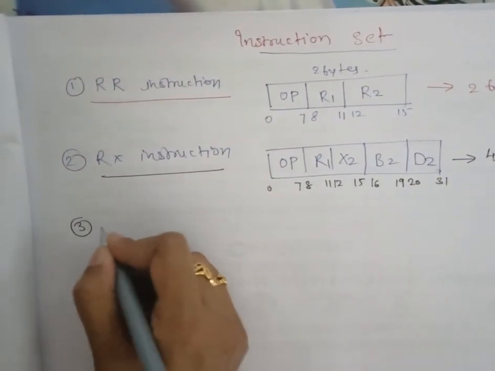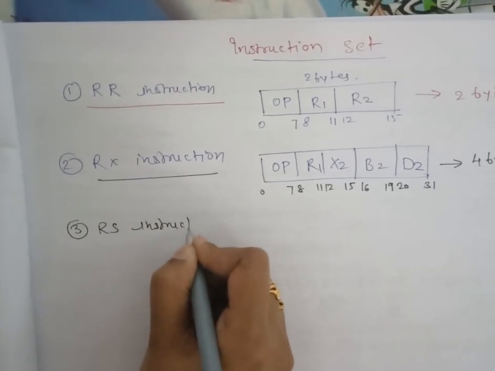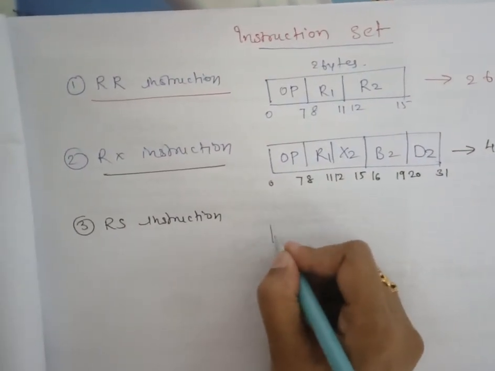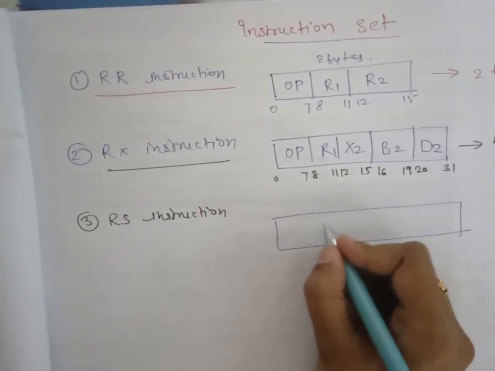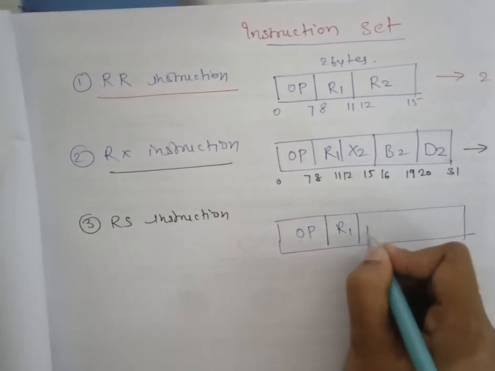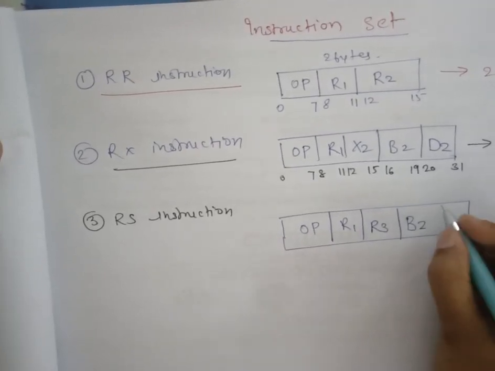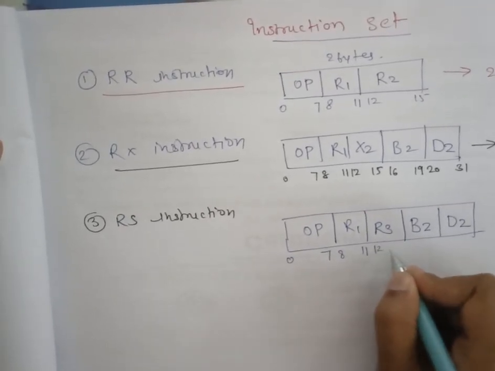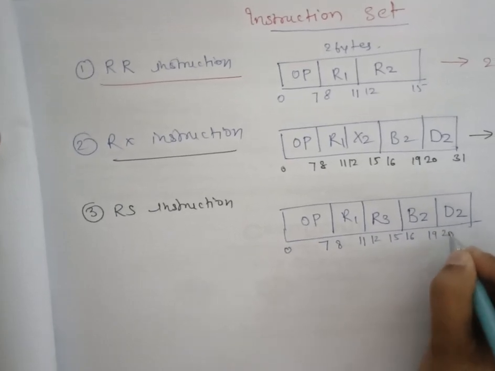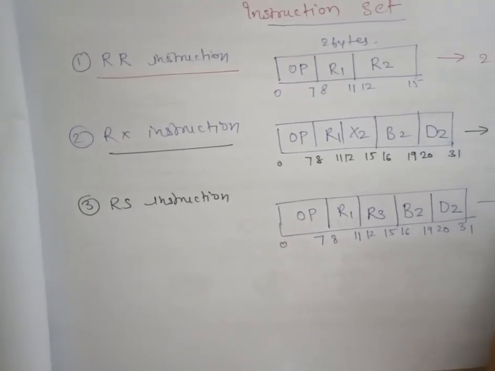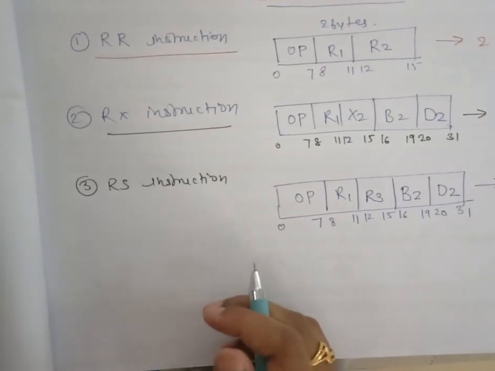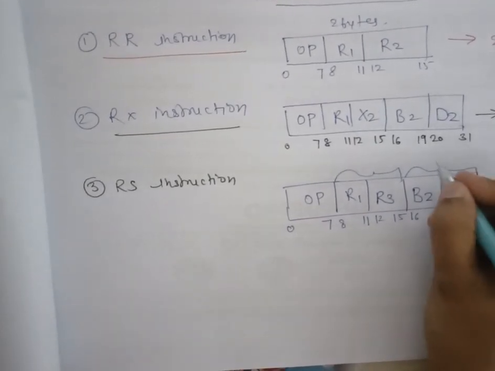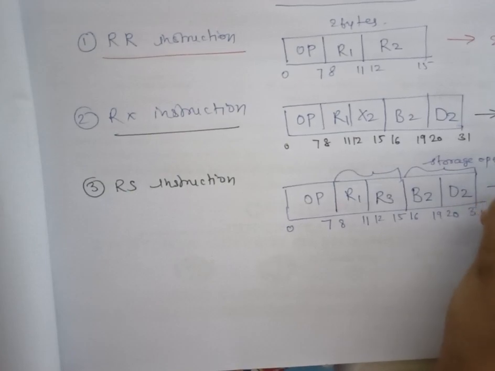Similarly, we have the RS instruction. The RS instruction again contains a total of 4 bytes of data, and those 4 bytes get divided again into 5 parts: the opcode, register 1, register 3, and base and displacement. Here again 0 to 7 bits, 8 to 11, 12 to 15, 16 to 19, 20 to 31. Again it contains 4 bytes of data. Here 2 register operands are there, and base and displacement are basically used for the storage of the operand.